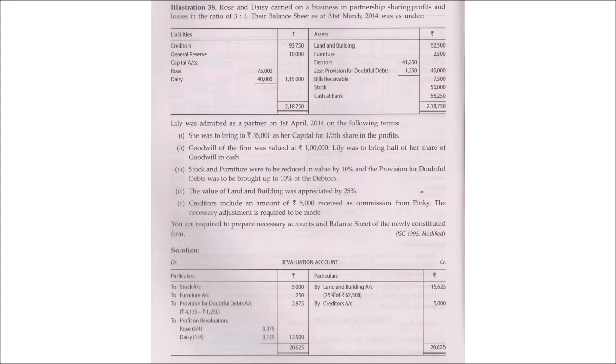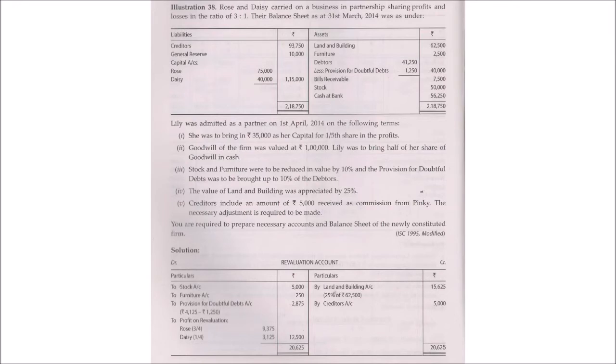Answer: revaluation account. We are starting with adjustment number 3. Stock and furniture were reduced by 10%. 10% of stock and 10% of furniture will be shown on the debit side of revaluation account. To stock, 50,000 times 10 by 100, 5,000. To furniture, 2,500 times 10 by 100, it is 250.